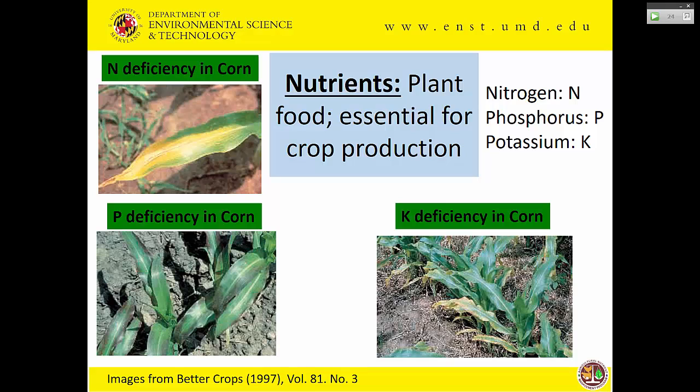So the key with a production system is not only the economic side, but also looking at the consequences for water quality. We want them to stay in the plant root zone. And there are many areas in the world where we have deficiency of the big three nutrients, nitrogen, phosphorus, and potassium. So we need these to grow plants.